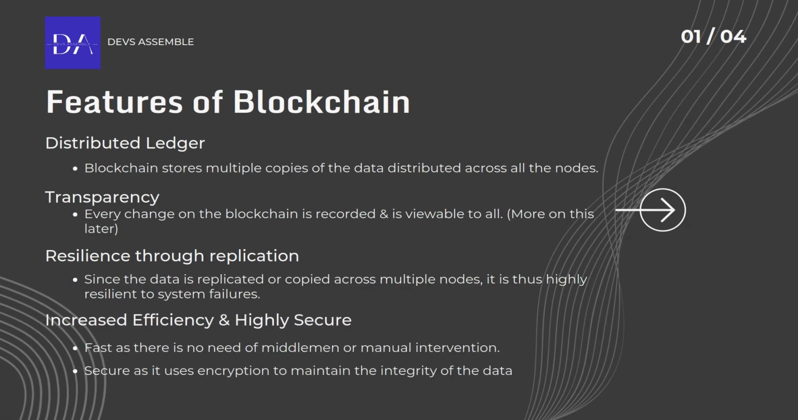Distributed ledger. For every transaction, the blockchain stores multiple copies of data distributed across all the nodes. Transparency. Remember, once you put something on the blockchain, it stays there permanently and thus makes it really easy to go back and look at the transaction history. Every change on the blockchain is recorded and is viewable according to the type of blockchain we are using, public or private. We will discuss them later, but it's completely transparent to everybody.